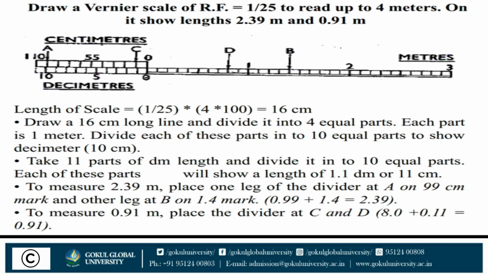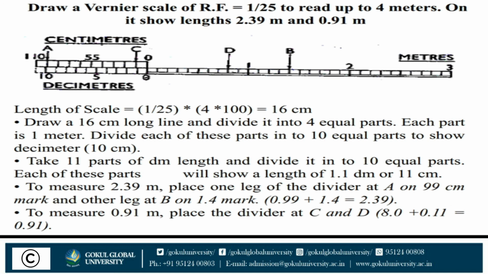Now an example: draw a vernier scale of RF equal to 1 upon 25 to read up to 4 meters. On it show lengths 2.39 m and 0.91 meter. First, length of scale: RF 1 upon 25, length of scale is 1 upon 25 multiplied by 4 multiplied by 100, which is 16 centimeters. Draw a 160 mm long line and divide it into 4 equal parts. Each part is 1 meter.